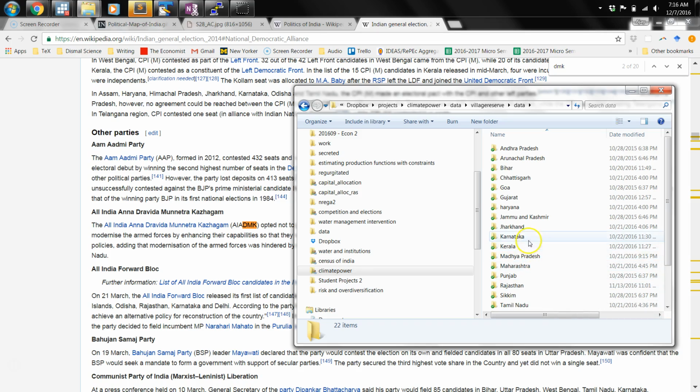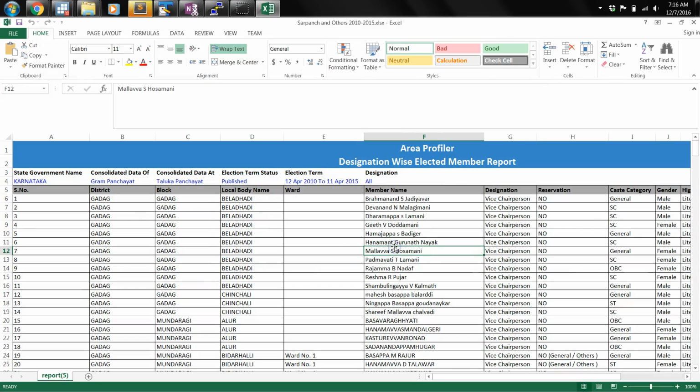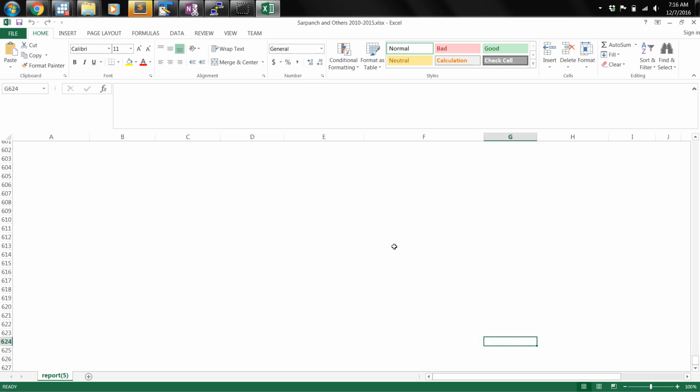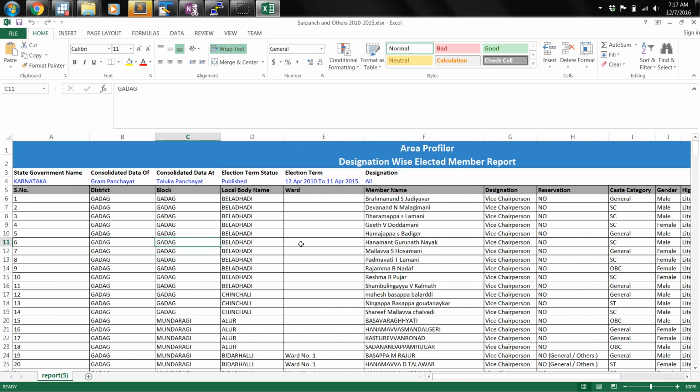Let's take a look at Karnataka here. So this is giving us the results of local government elections in Karnataka. We have here a bunch of candidates, like vice chairman. So this is the second in command after the village council president. But you can see here, you have all of these districts or blocks, and then this is basically the name of the village. These are all the candidates. And so you can see here, there's this column for reservation. So this is basically telling you whether the seat is reserved.